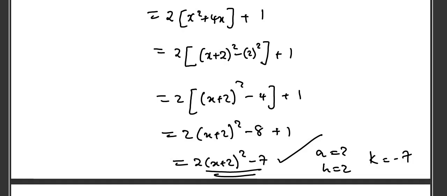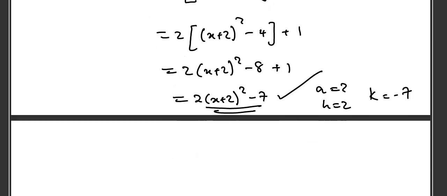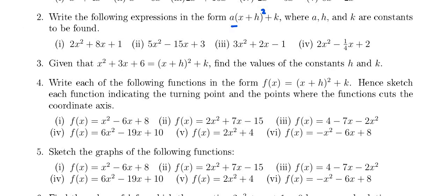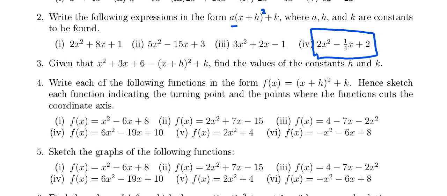So that's your method 1 and method 2. Yeah, so now let me do the last one on question 2. So the last one, which is having a fraction. So the reason why I'm trying to solve this the traditional way is because of the fraction. So it's 2x squared minus 1 over 4x, then plus a 2, right?